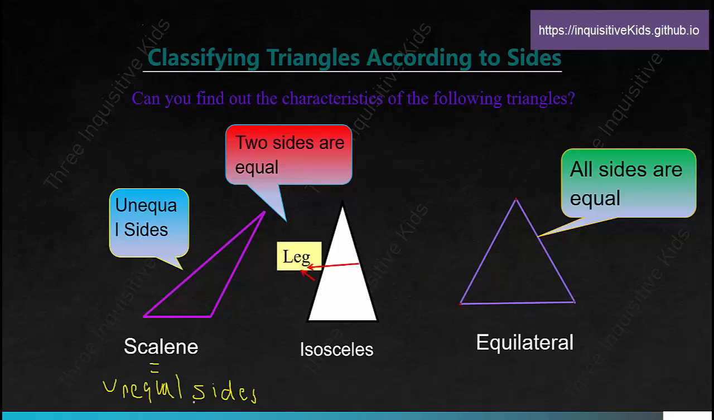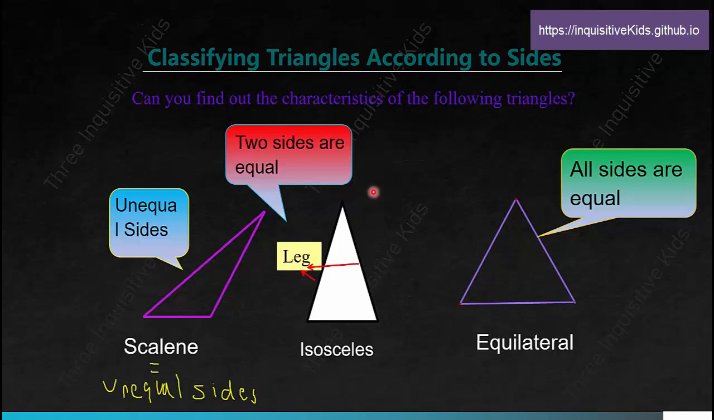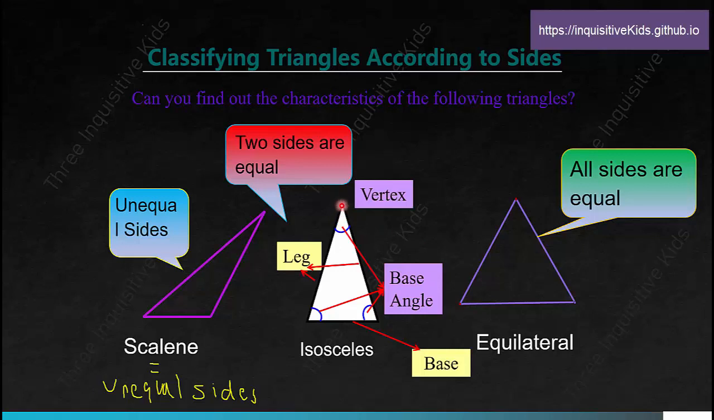Over here, the parts of an isosceles triangle include the legs, which are the two sides that are equal. The two sides that are equal are both called legs. The side that's not equal is called the base. These are base angles, and this is the vertex of an isosceles triangle. The vertex is where the two legs intersect. The base angles are the angles at the base, and the side that is not equal to the other two is called the base.